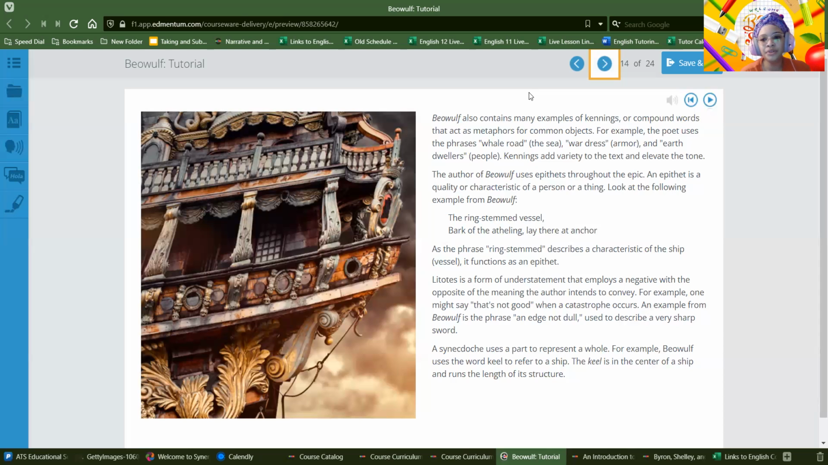Another example they give you from Beowulf is "an edge not dull." Dull is when something is not sharp. But when they say an edge not dull, they're negating the dullness. So they're telling you that it's sharp because it is not dull. That's what a litote is. To describe something, you're saying it's not this thing, to describe it as the opposite.